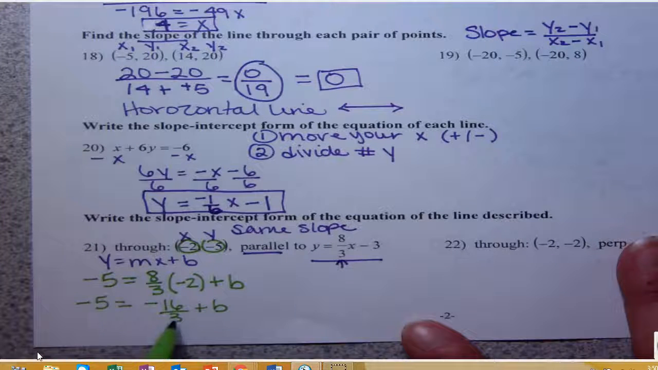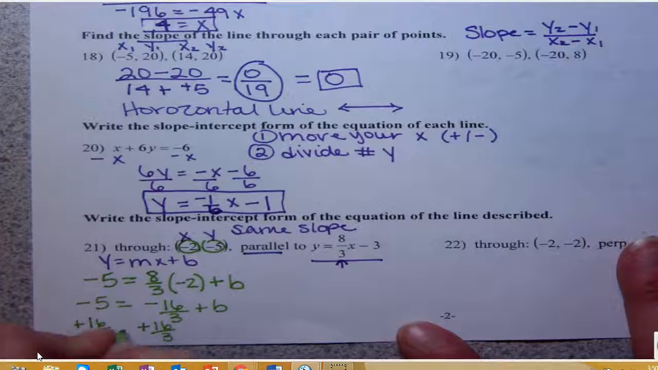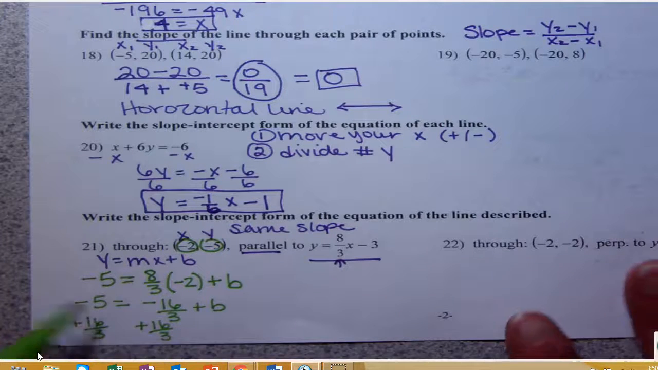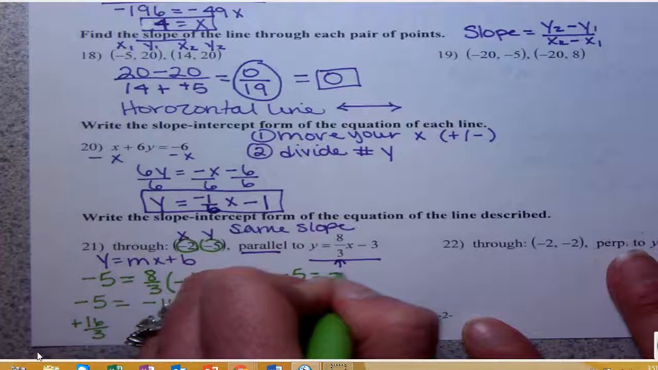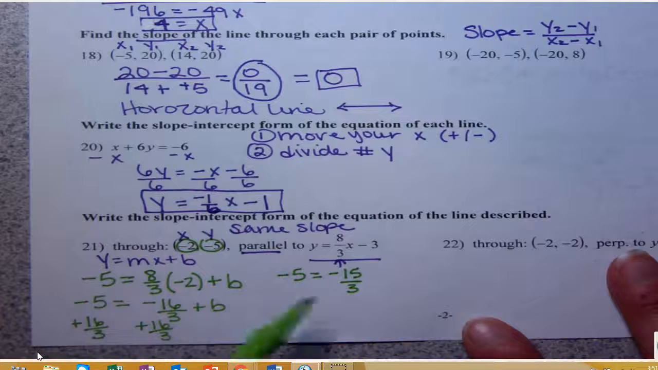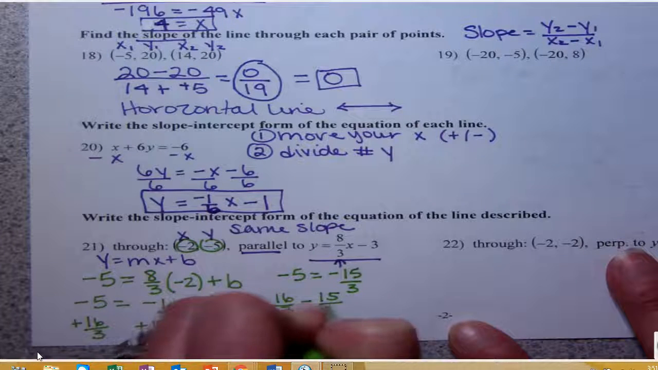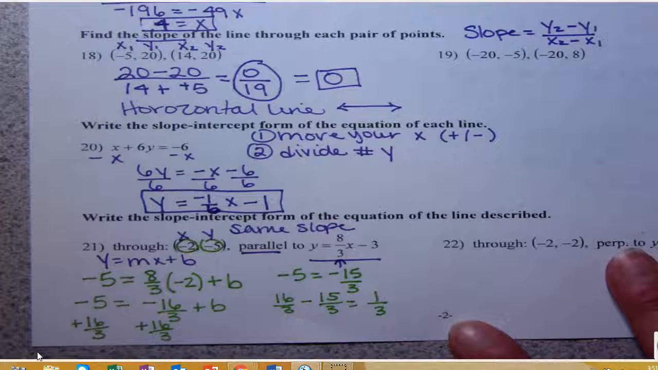Then I've got to move this over to the other side because I want to get all my numbers on the left and my variables on the right. So I'm going to add 16 over 3 to both sides. However, I've got a fraction and a whole number, adding them together. I need to figure out what this number is going to be in fraction form. So negative 5 is going to be negative 15 over 3. I pick the same denominator so I can add my numerators. And what do I get? I get 16 over 3 minus 15 over 3, which equals 1/3. So my b is going to equal 1/3.